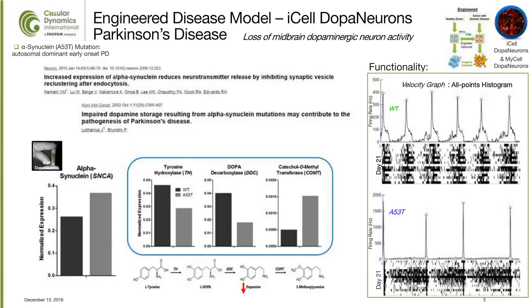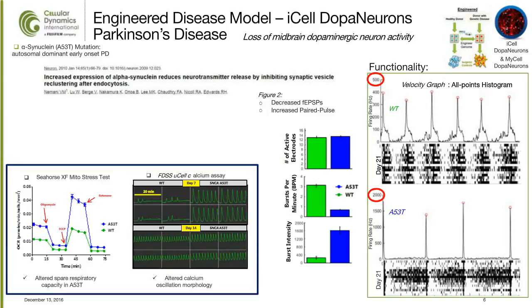In the functional assay on the right-hand side with the velocity graph and the all-points histogram of synchronous bursting behaviors, we can see two differences in the culture. With the same number of electrodes, we actually have a decreased bursting rate, but during this hypersynchronous moment, we can see that the burst intensity is about 4 times more intense than the regular condition.